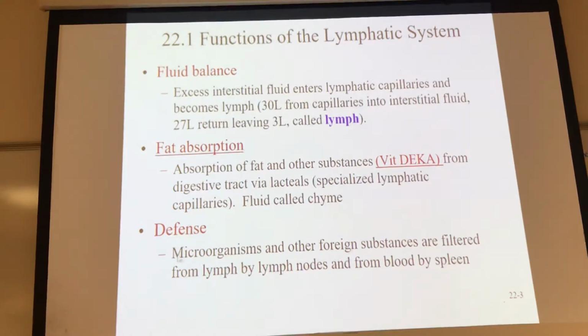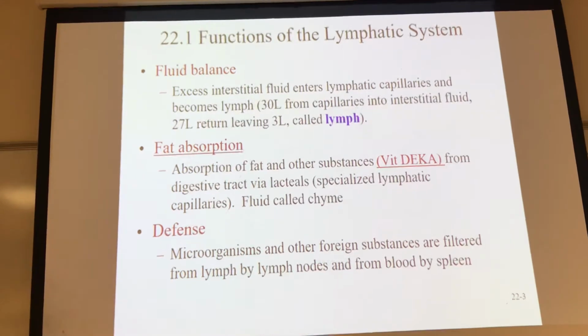Defense. Obviously, defense is a big one. This is where most of our white blood cells are found. And some of our white blood cells are very specific. Some of them are general, meaning that if you have a neutrophil, it's only going to attach to bacterium, but that bacterium could be strep, it could be staph, it could be clostridium, it can be different types of bacterium. And all of those types of bacterium will be destroyed by the neutrophils.